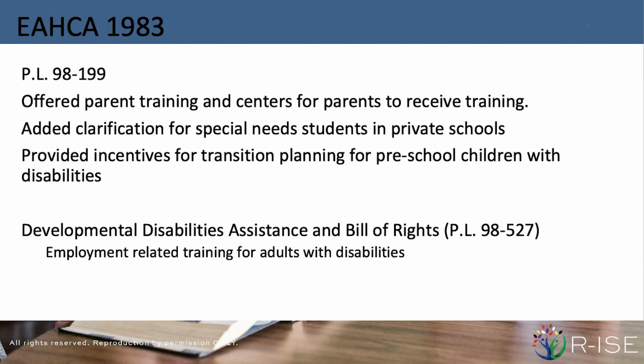In 1983, the law was amended again, known as the Public Law 98-199. This is when we first saw parent education opportunities to educate parents around how to best support their children with disabilities at home. At the same time, the Developmental Disabilities Assistance and Bill of Rights law came into play. And this highlighted even further that we give rehabilitation services, vocational services to those with disabilities.